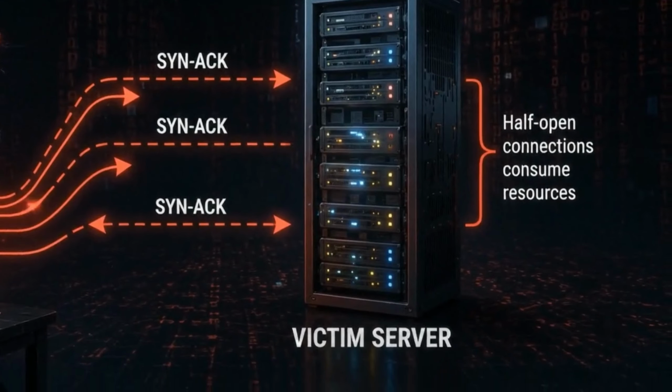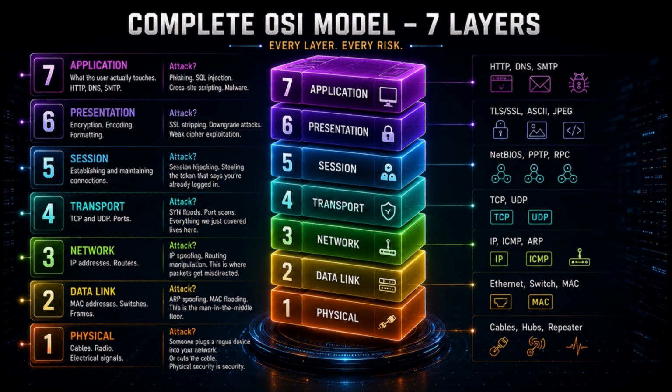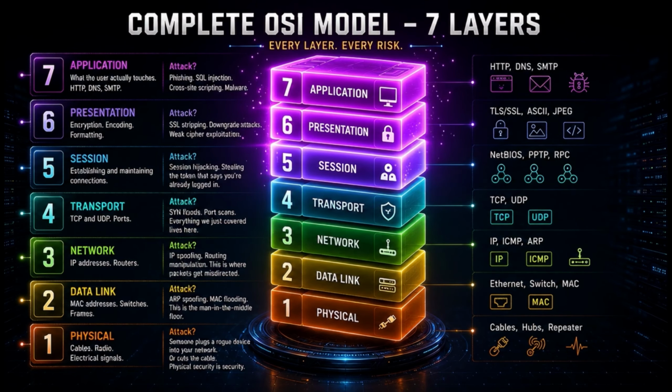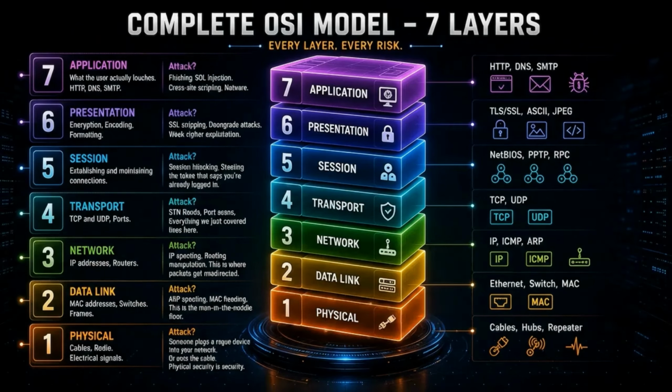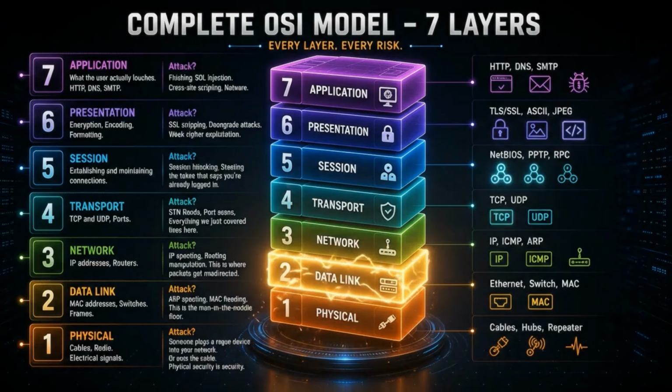The OSI model is a framework of 7 layers that explain how data travels from an application on your computer to another application on another device. But for a SOC analyst, it's much more than that. It's a map of where cyber attacks happen. Every attack you will ever investigate occurs at a specific layer. And once you identify that layer, you know exactly which log to analyze, which tool to use, and where to begin your investigation.